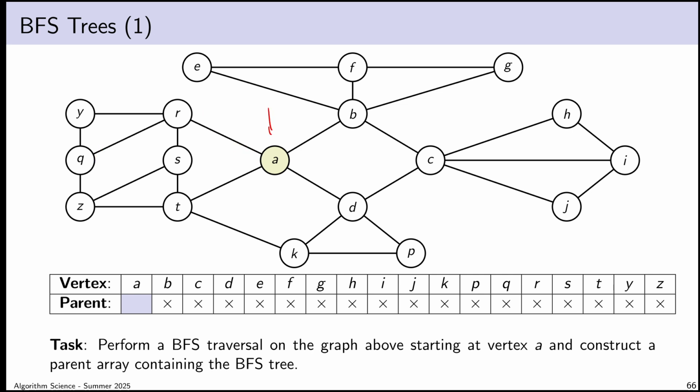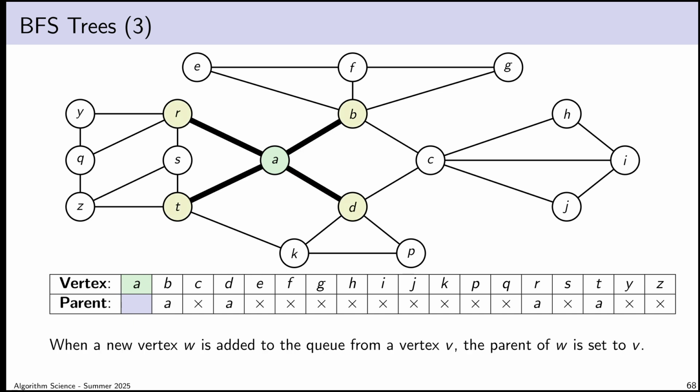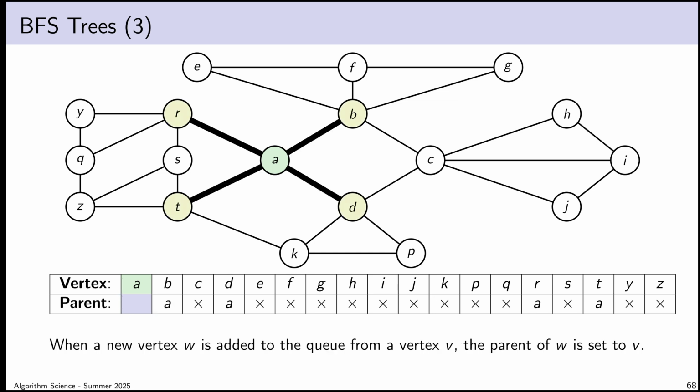Okay, so we put A in our queue, and then we remove from the queue, and we add all of its unvisited neighbors. Now, at the beginning of our traversal, A will become the root of the BFS tree. So what I'll do is mark it as the root by simply saying it has no parent. That is the unique property that the root has. I then add every unvisited neighbor. And when I do that, observe that I actually want to set the parent of each of its neighbors when I add them to the queue.